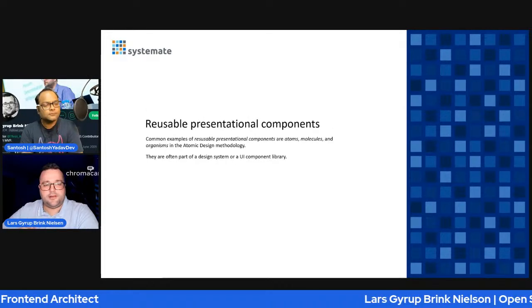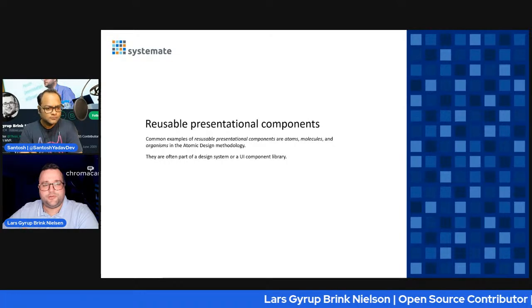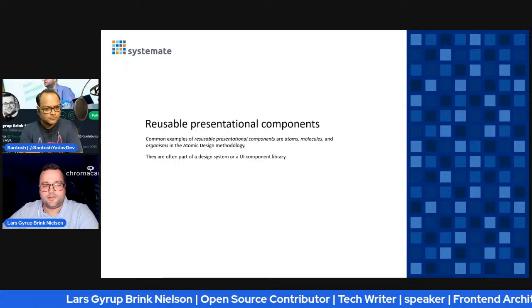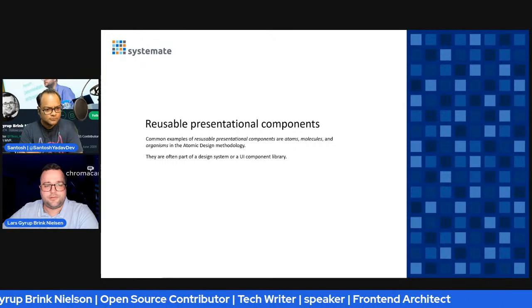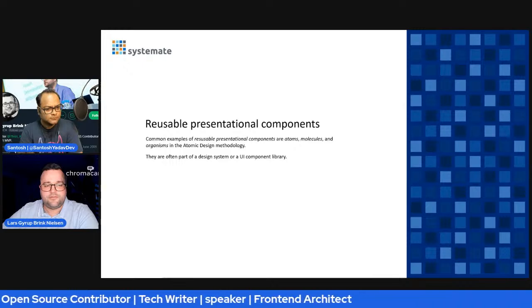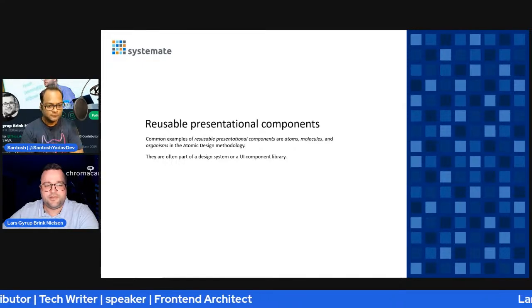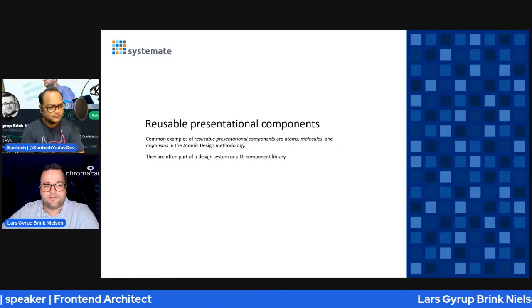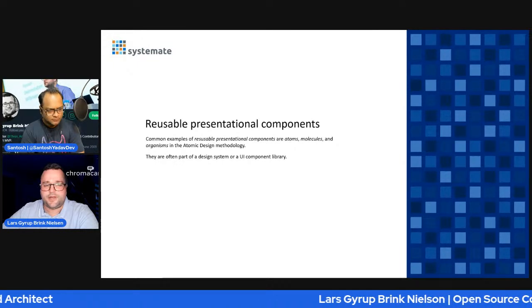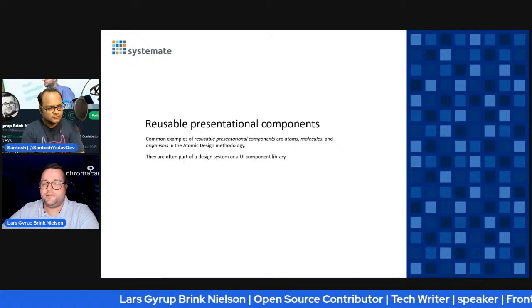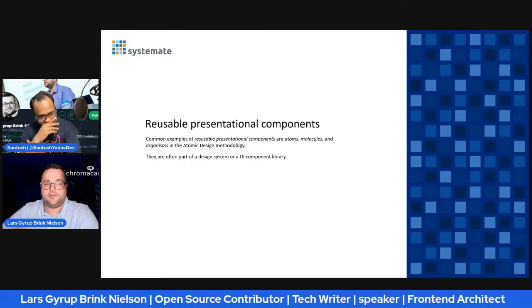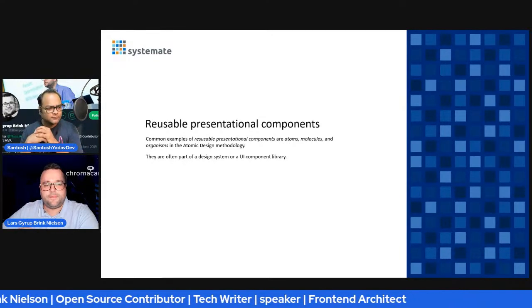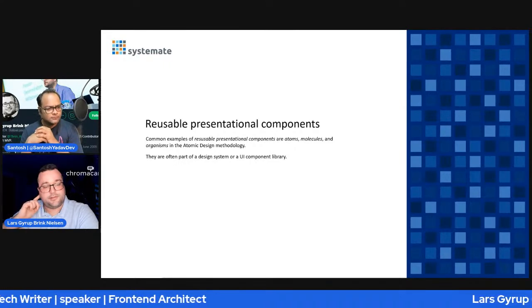The final category of presentational components is reusable presentational components. And common examples of these are what's known as atoms, molecules, and organisms if you're using atomic design methodology. So they are often part of a design system or a UI component library. Those are reusable presentational components. So they're all about a button component or whatever, a date picker, and all of these common things.